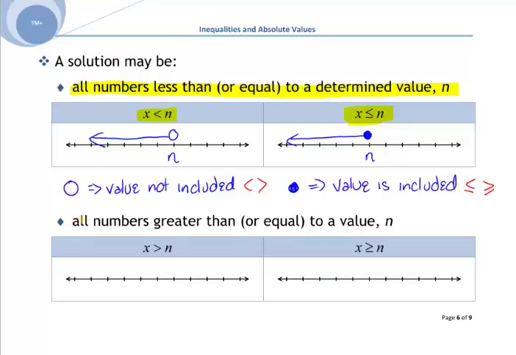Another possibility is that all numbers are greater than or equal to a value n. So for x is greater than n, put n anywhere on the number line. Greater than but not equal to, so I have an open circle, and n can be anything on that side.